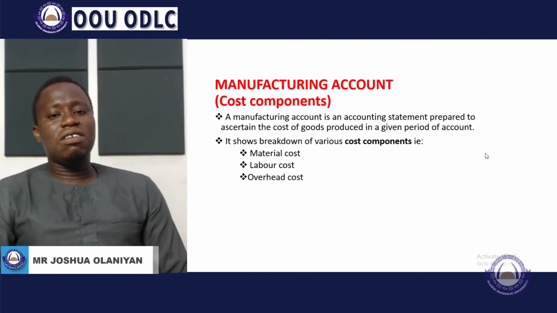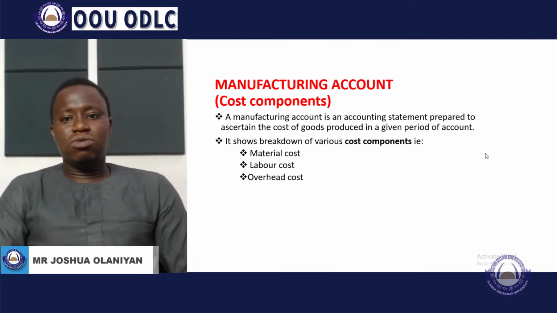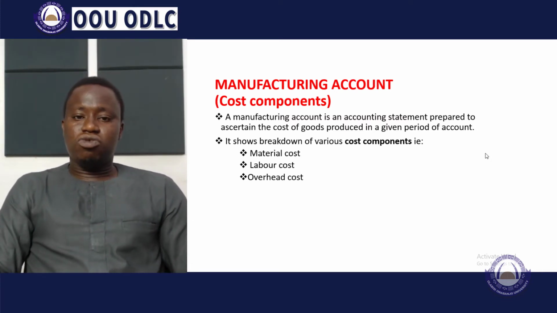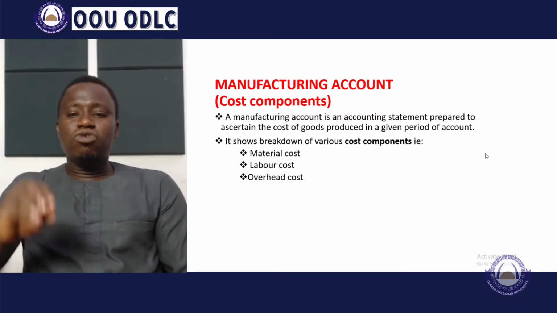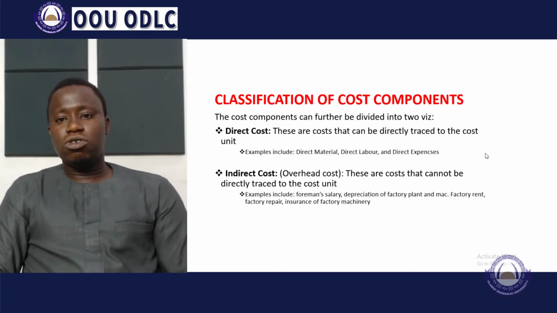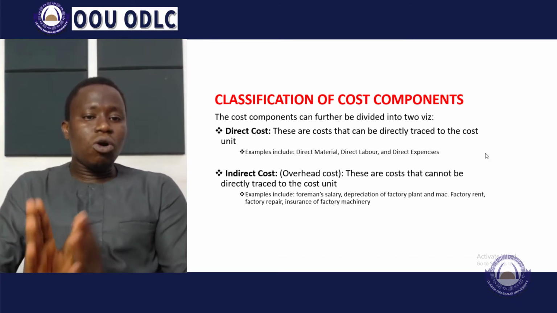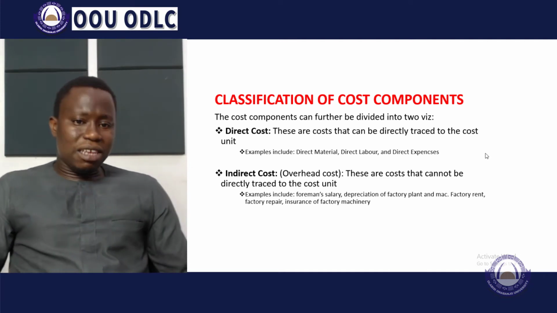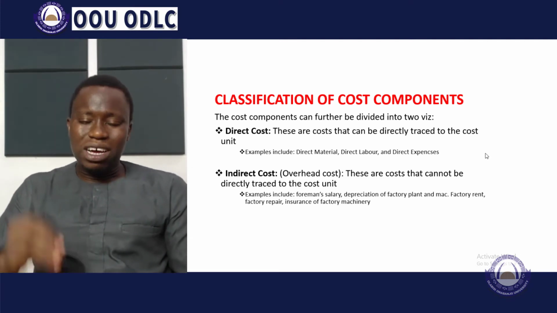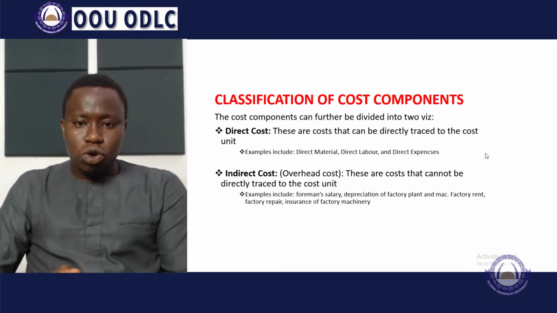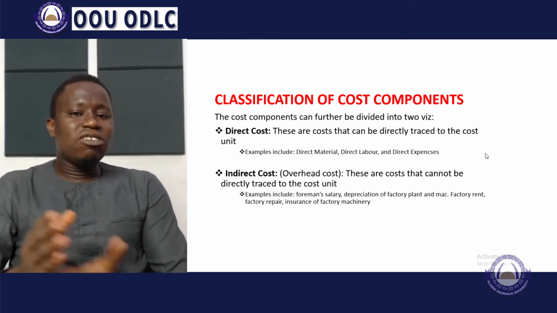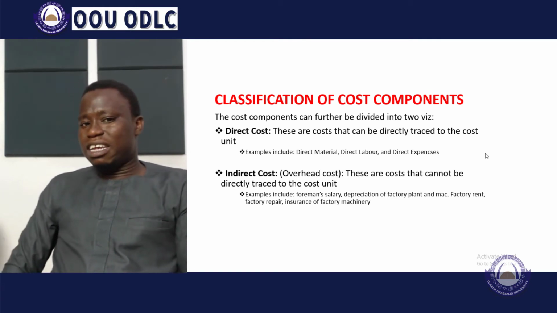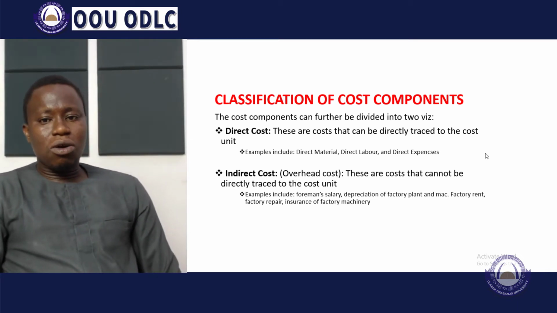When we talk of direct cost, these are costs that can be directly traced to the cost unit. When we talk of cost unit, we are talking of the product or an item that you produce. So direct costs are costs that you can directly trace to a particular product, or to a cost item. Examples of direct costs include direct material, direct labor, and direct expenses. When we say direct, it means you can specifically trace the exact quantity or the exact amount that you spent on the material, labor and expenses in producing a particular cost unit.